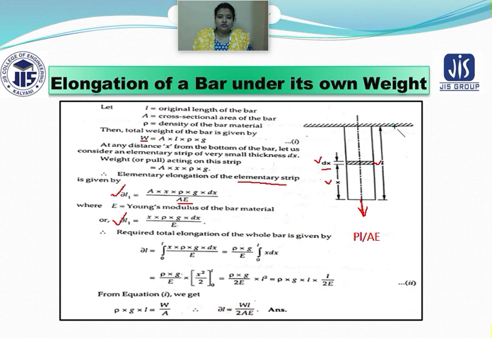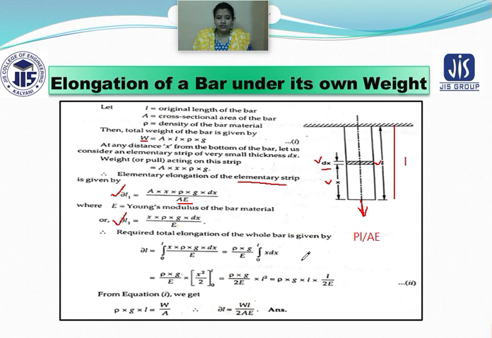From 0 to this is your L, the complete length of the bar that you are considering, which has been considered as your L. So if you integrate the above equation from 0 to L, then you will get the value as rho into G by E, integrating from 0 to L for x into dx.